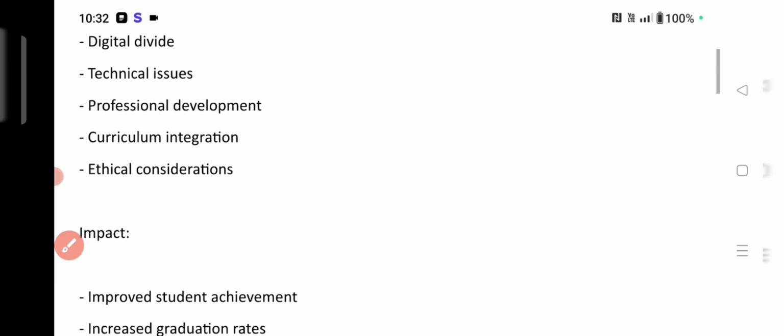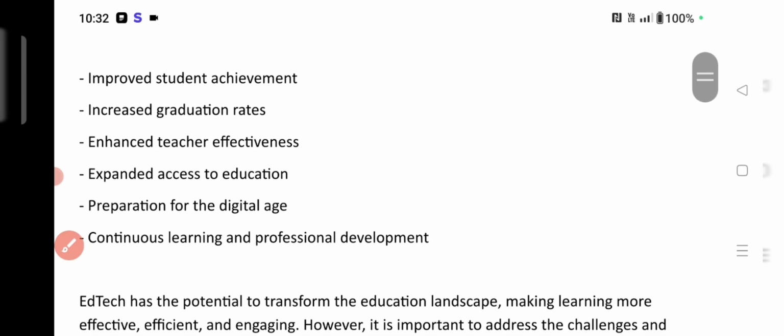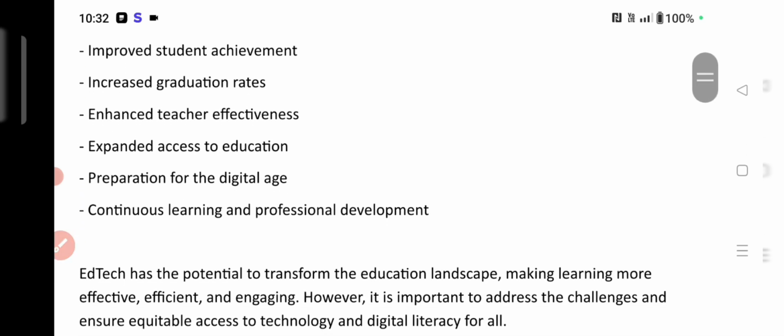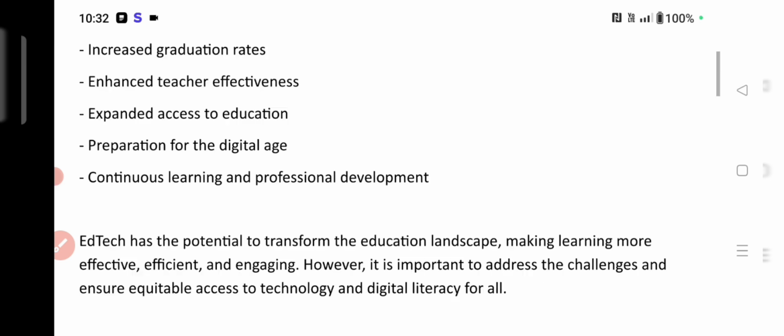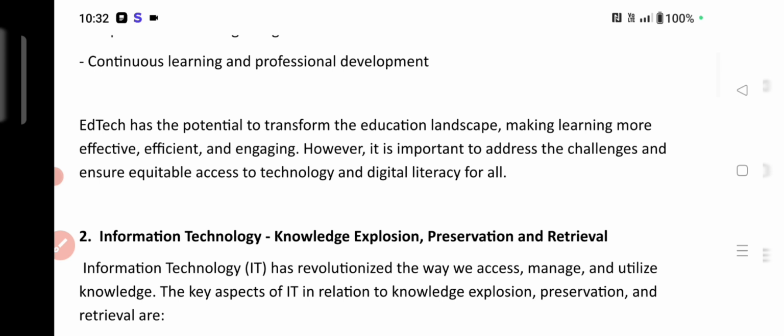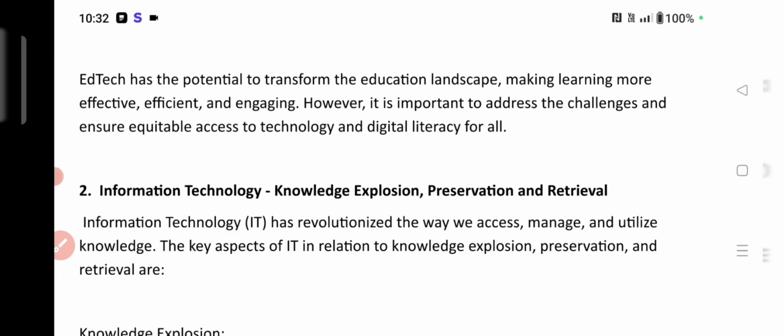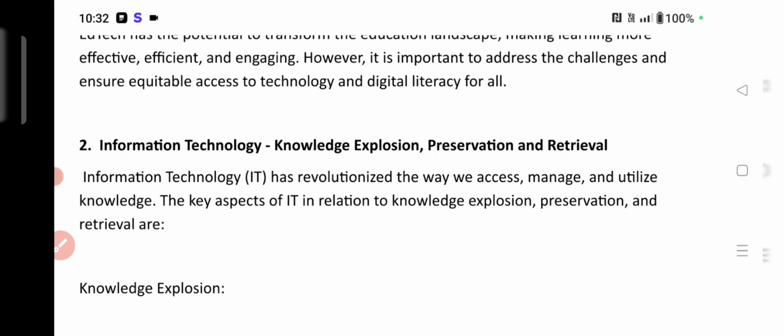The next one is impact. How does it impact the student? Improved student achievement, increased graduation rates, enhanced teacher effectiveness, expanded access to education, preparation for the digital age, and continuous learning and professional development. To conclude, education technology has the potential to transform the education landscape, making learning more efficient, effective, and engaging. However, it is important to address the challenges and ensure equitable access to the technology and digital literacy for all in present days.